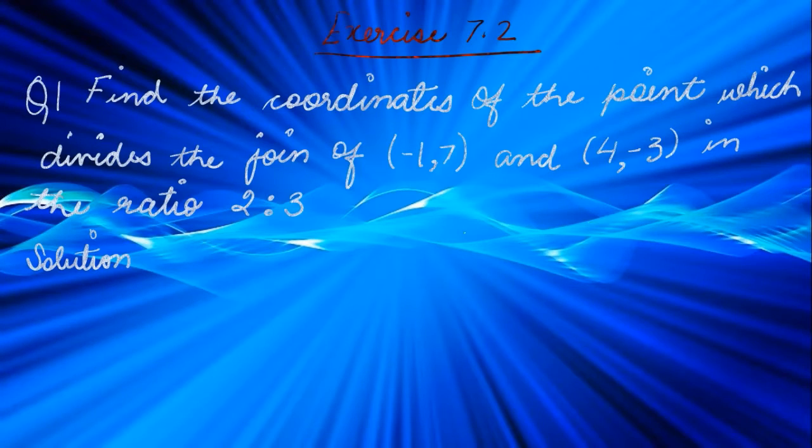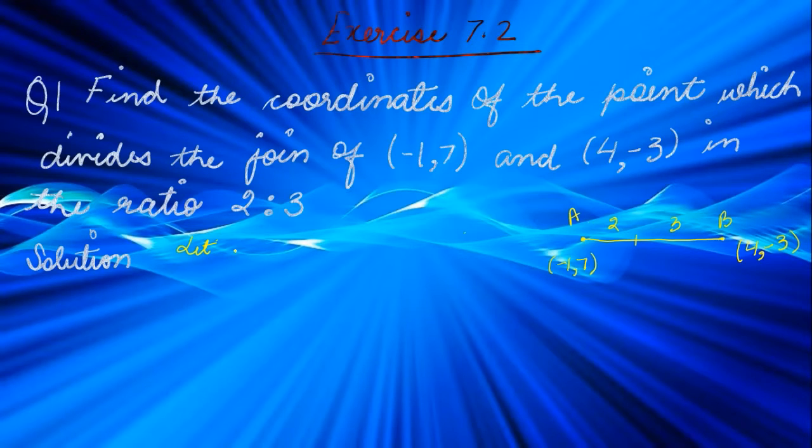So the first question of this exercise is: find the coordinates of the point which divides the join of (-1, 7) and (4, -3) in the ratio 2:3. So it is given a line segment, okay, with points (-1, 7) and (4, -3). Take them to be A and B. Now it is divided in the ratio 2:3.